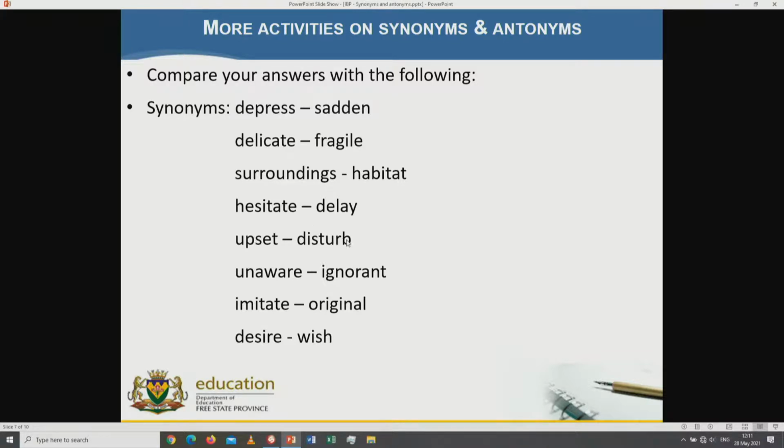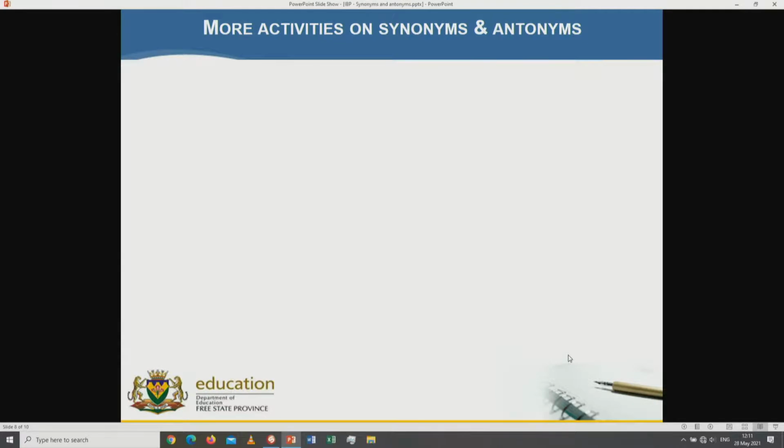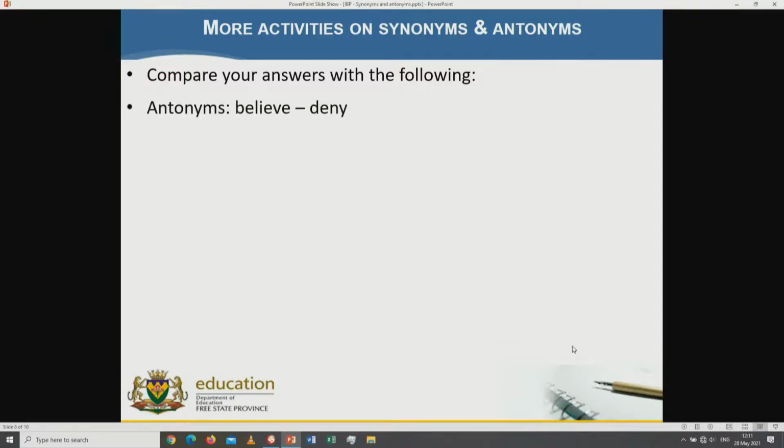Now let's move over to the antonyms. Compare your answers with the following. Remember that these all come from the word box that we had. That word box is very important. We have antonyms now. Believe, deny. These are words that are opposing each other. Believe, deny. I do not believe, I deny. And then you have discipline, chaos.